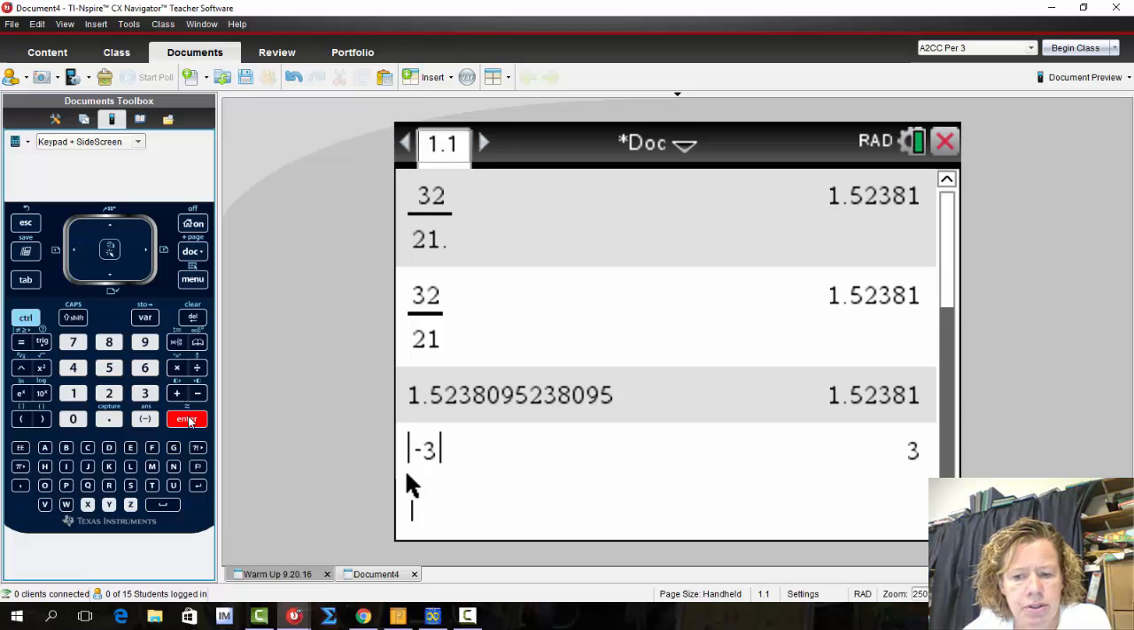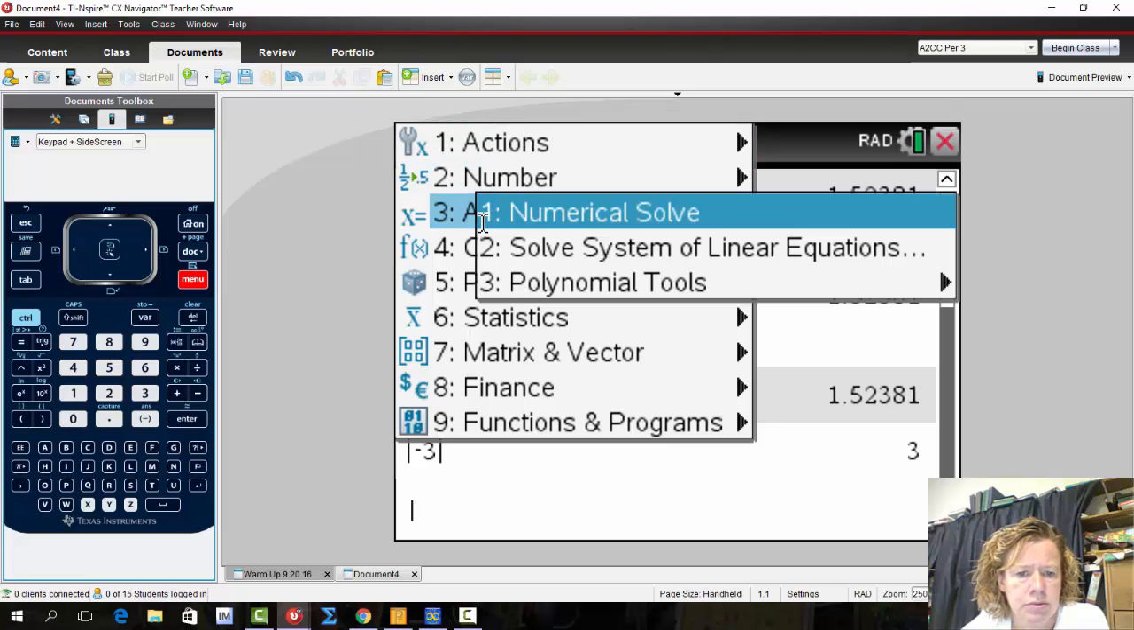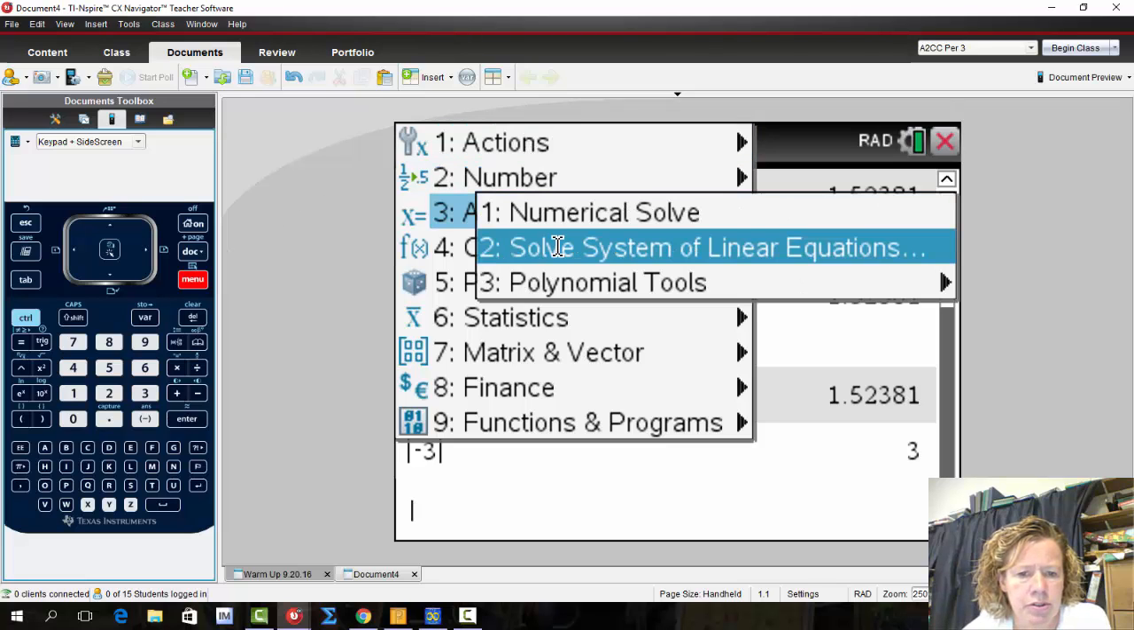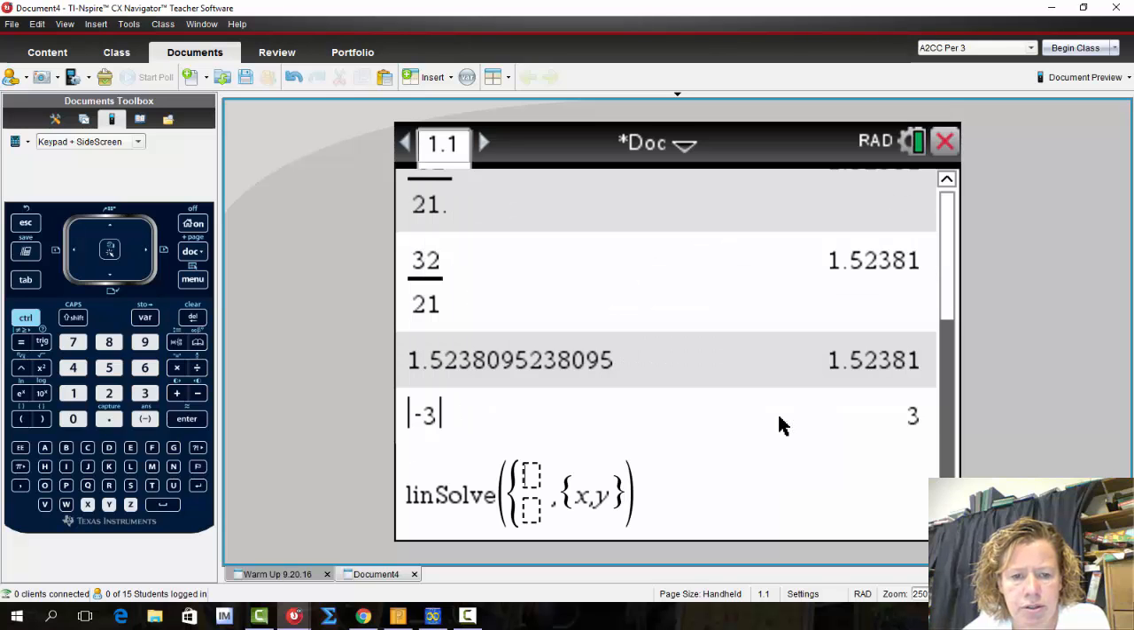Solving systems, something I want to show you. If you go back to menu and you go to algebra, choice 2 is solve system of linear equations. If we have 2 equations and my variables are x, y, that's all set up for you. You can choose OK. And notice it says linear solve, and you have 2 places in which to solve those equations. So you can type in some system.